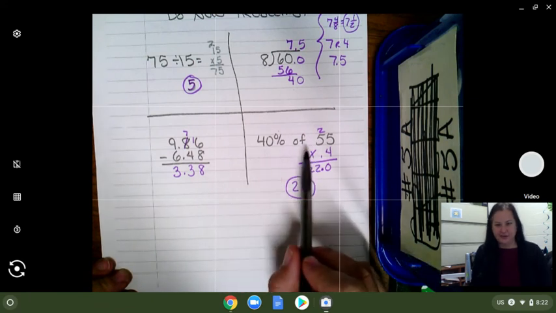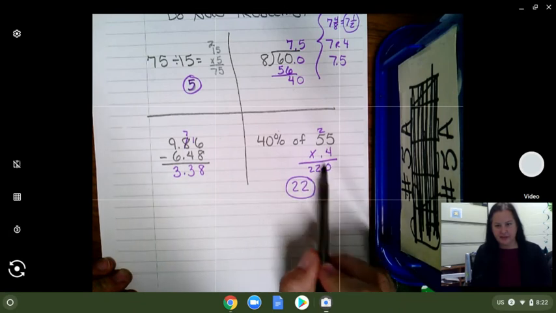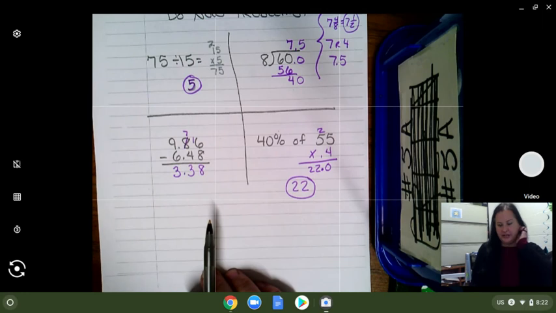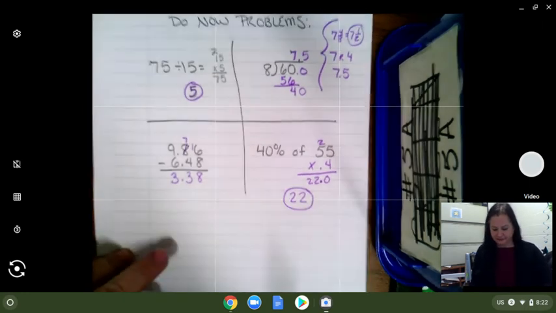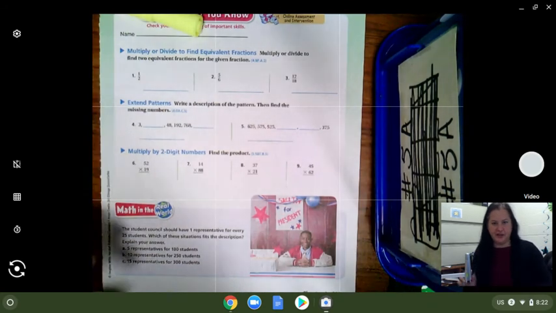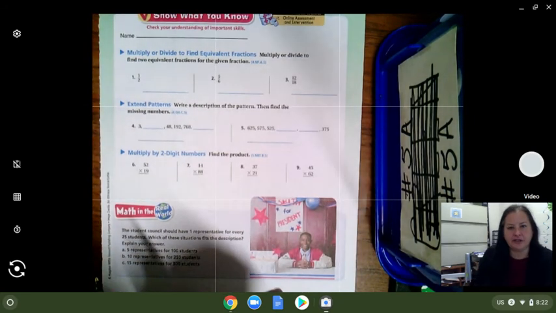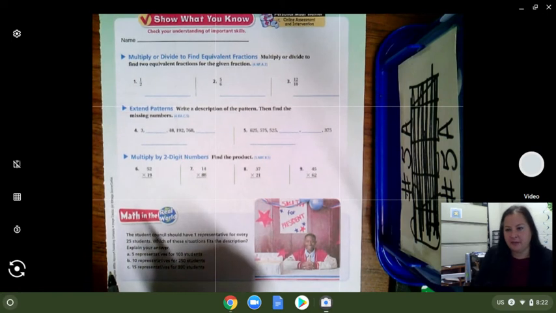All right, then we have 40%. Remember, when you have a percent, you move your decimal 2 spots to make it 0.4. Multiply, and your answer will be 22. All right, the kinds of problems you're going to see on your Show What You Know. Remember, this is a review from last year, so these are things that you should have already learned. If you are having trouble with them, just come talk to me, and I'll make sure that you get caught up.